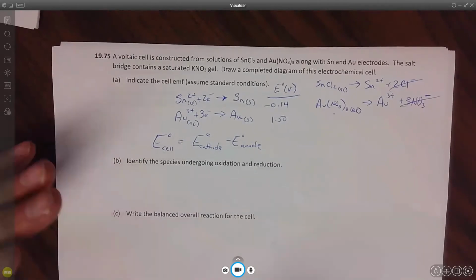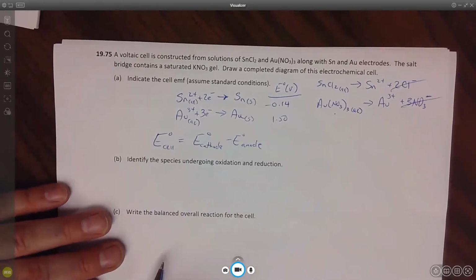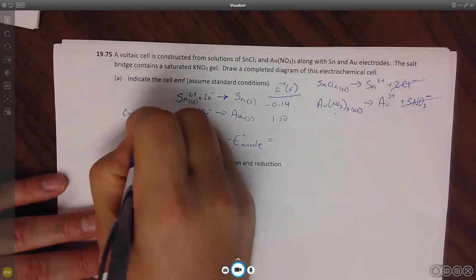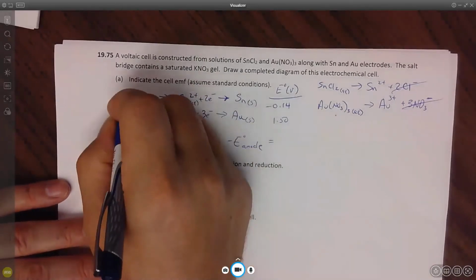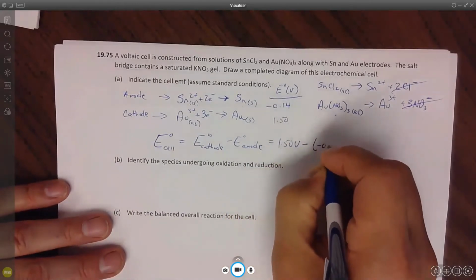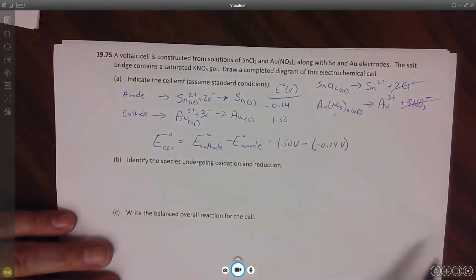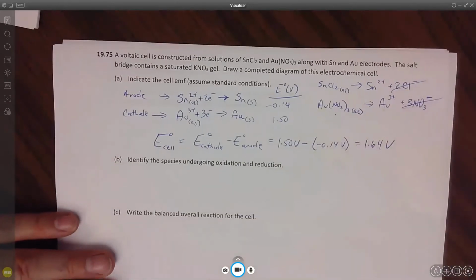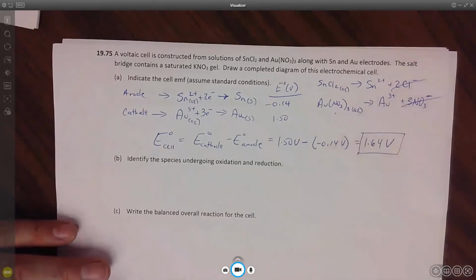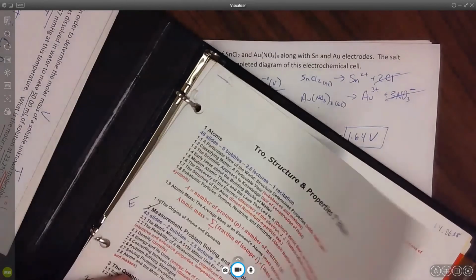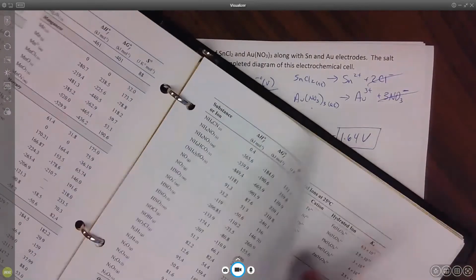Therefore, which one's my cathode? The gold. The gold, right? So this must be the cathode. And this must be the anode then. Because that gives me 1.5 volts minus negative 0.14 volts. That negative negative, of course, makes it positive, and so that's going to be 1.64 volts. Wait, really quick, where did those values come from? The negative 0.14 and the 1.50? That just comes from your tables of chemical data. Okay. I actually printed out new ones.